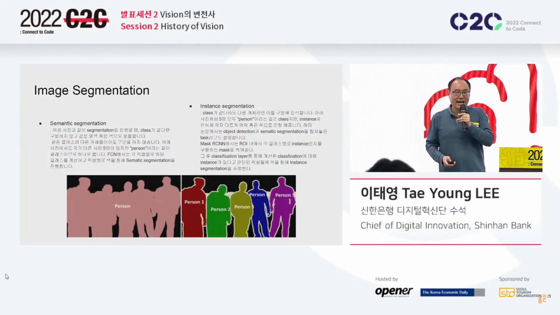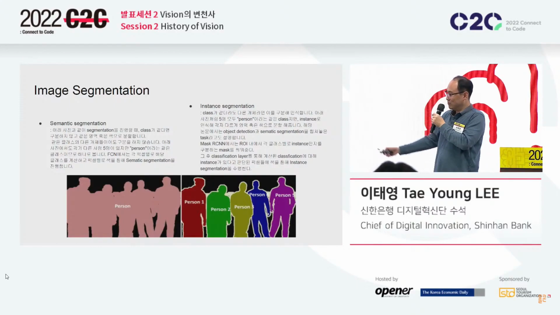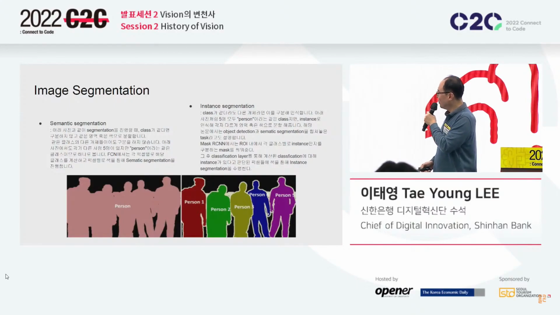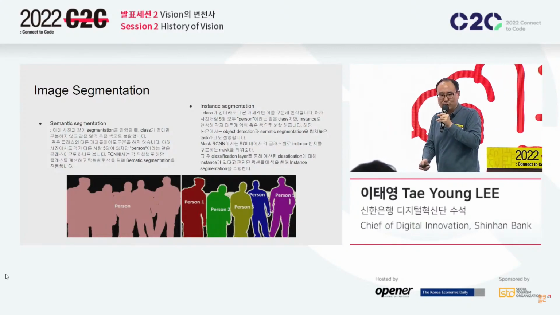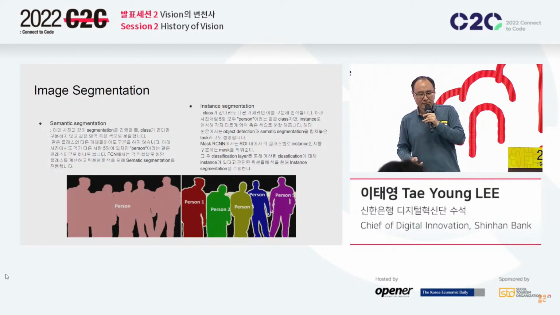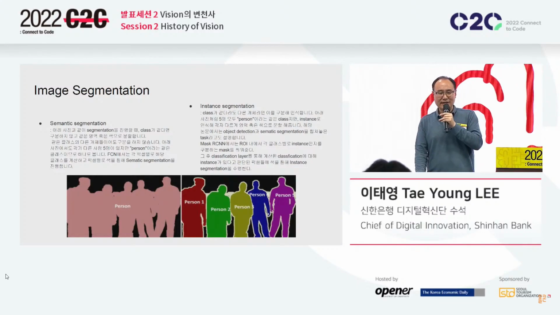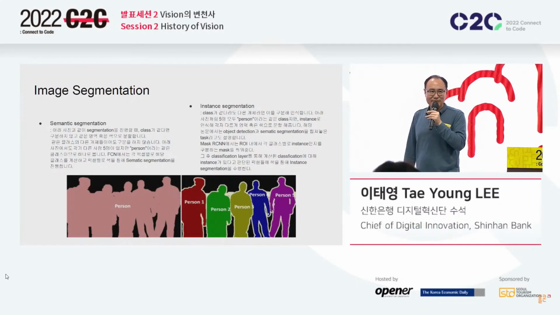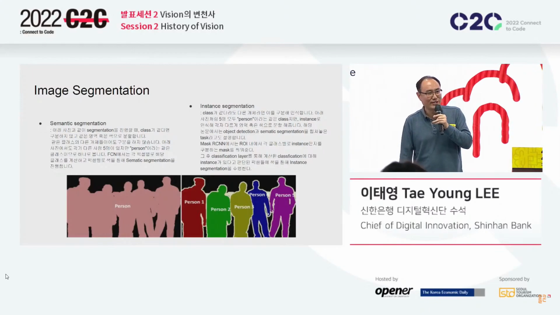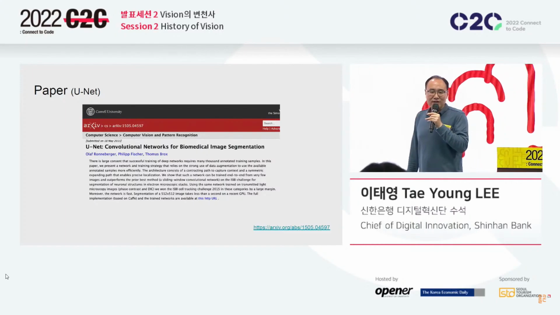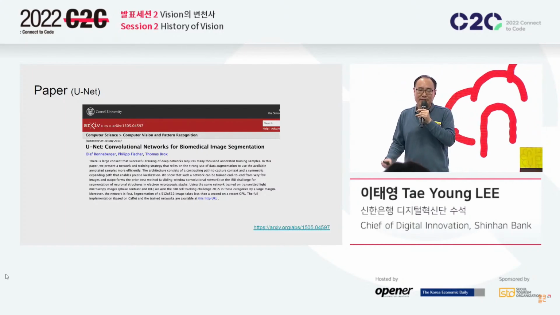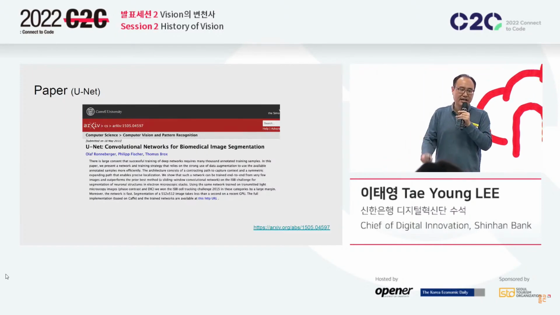What's important here is that semantic segmentation considers people as a group, and instance segmentation considers the group as a group of individual people. Which one is preferred by the medical industry? Semantic segmentation or instance segmentation? Of course, instance segmentation, because it recognizes individual people, which led to the emergence of UNet.